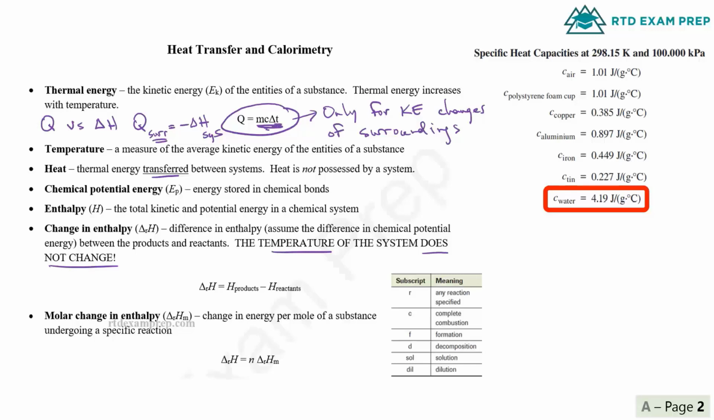Now, in general, the enthalpy change for a chemical reaction is the enthalpy of the products minus the enthalpy of the reactants. And of course, we have this quantity here, which is the molar change in enthalpy. It's the change in energy per mole of a substance undergoing a specific reaction. We have this formula here. This is also going to be another important formula. And something I want you to note is that we tend to use this delta H only for potential energy changes of chemical reactions.